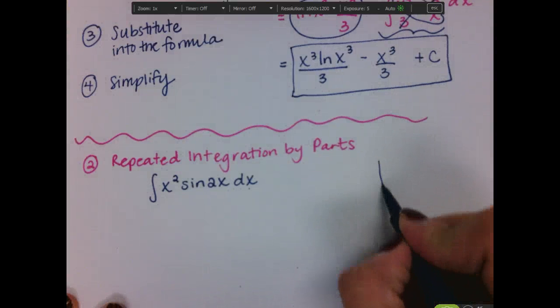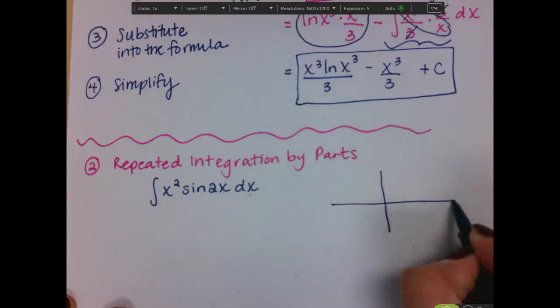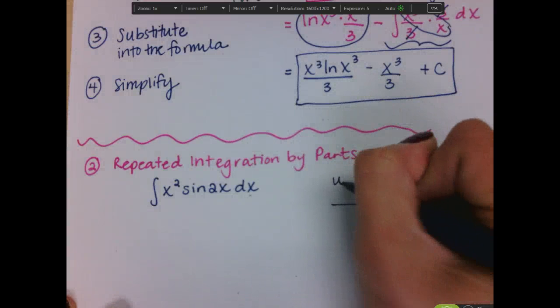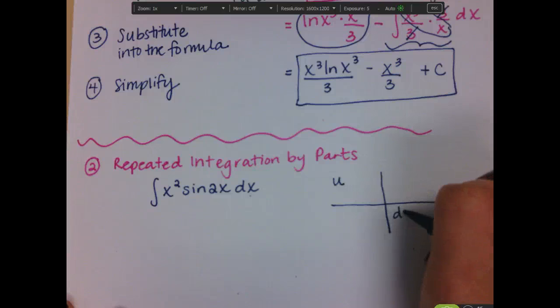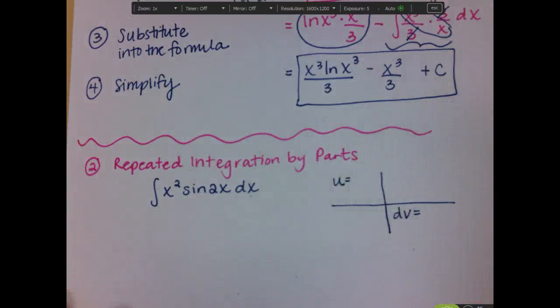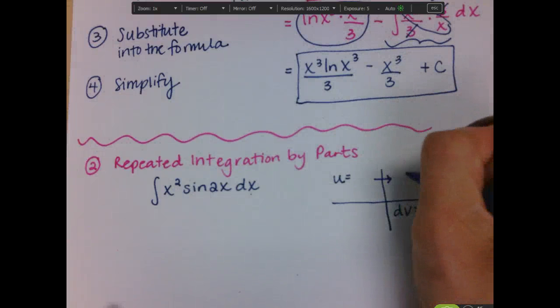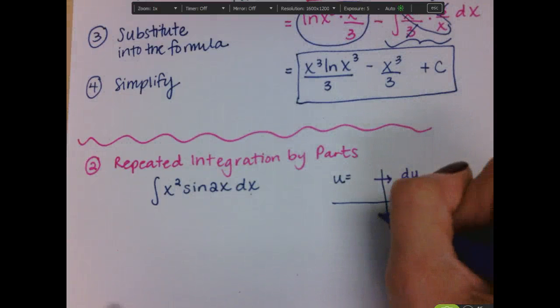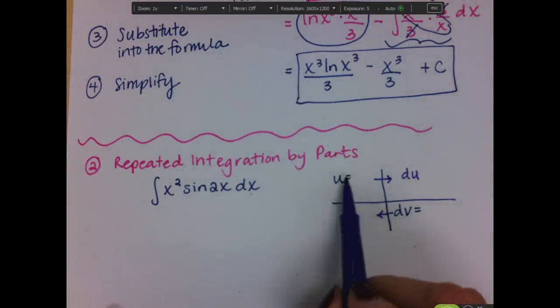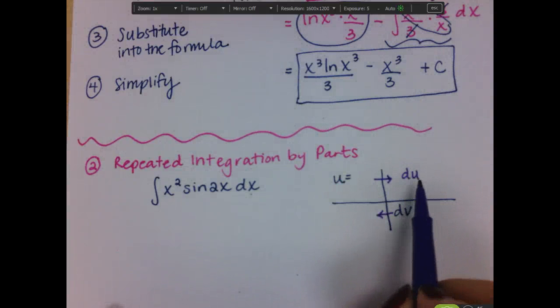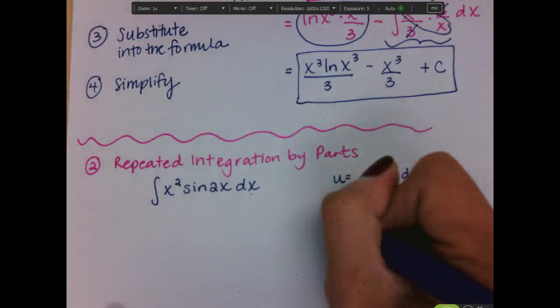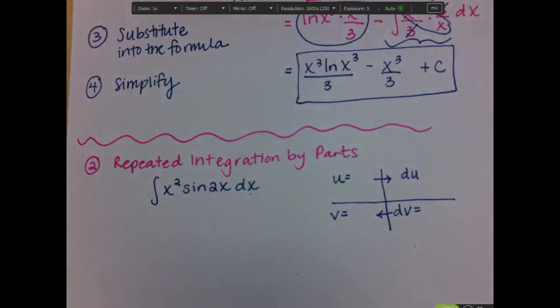The other thing is that for me, I know that I need to identify a u and a dv to start. And then from that, I need to take the derivative to get du, and I need to take the antiderivative to get v. So I just like to set things up in a little table that looks like this, just 4 little quadrants. You definitely don't have to, just an organizational suggestion.